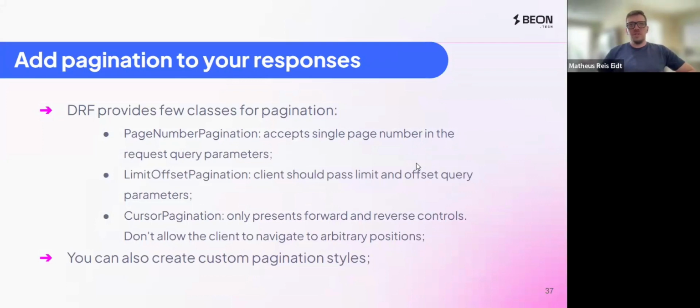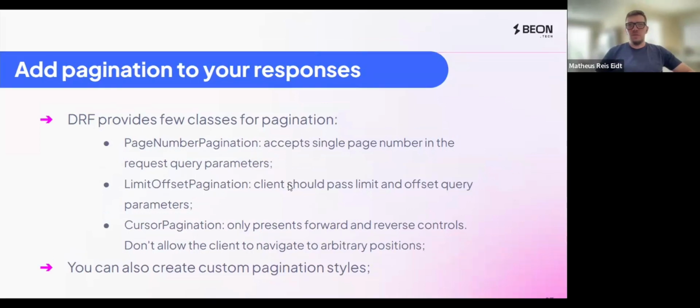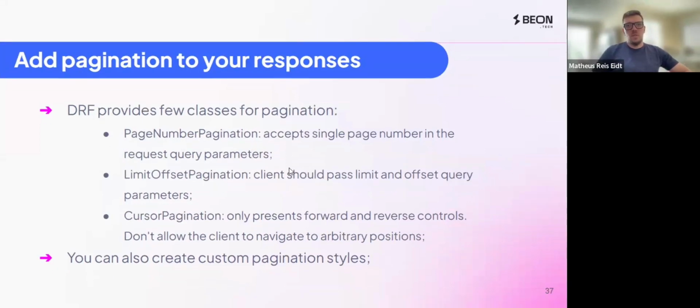In this type of pagination, a single page number is accepted in the request query parameters. And also, the client can navigate to any page he wants. We also have the LimitOffsetPagination. On this type of pagination, clients should pass the limit and the offset query parameters, but he also can go to any arbitrary position he wants.